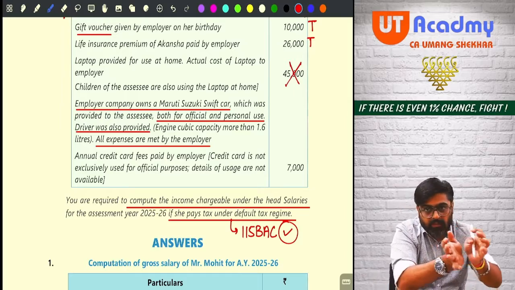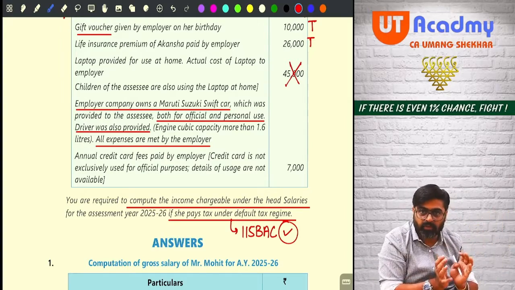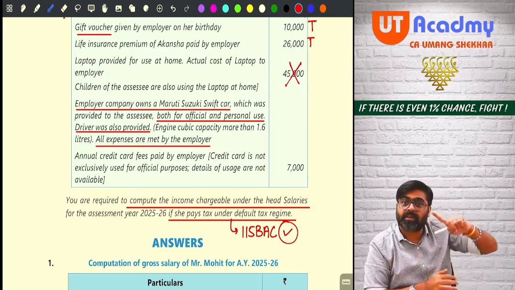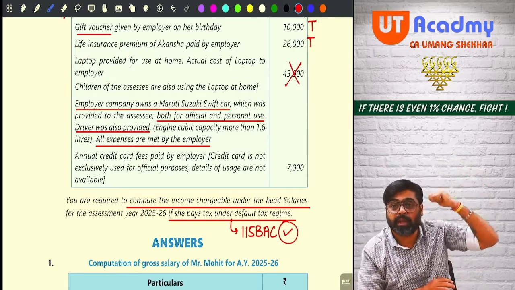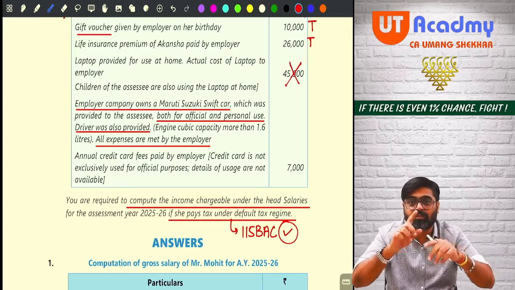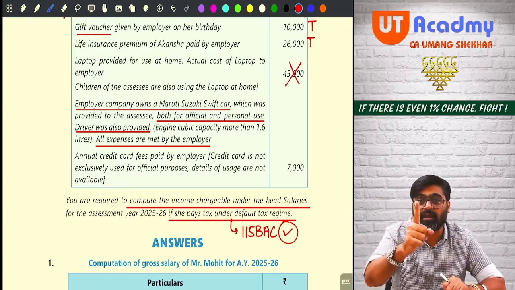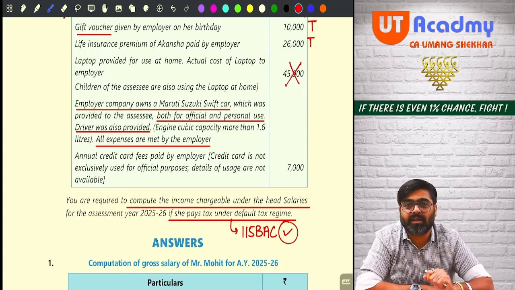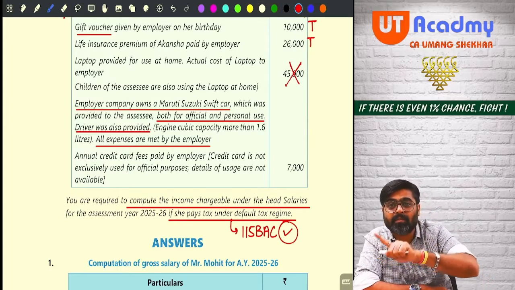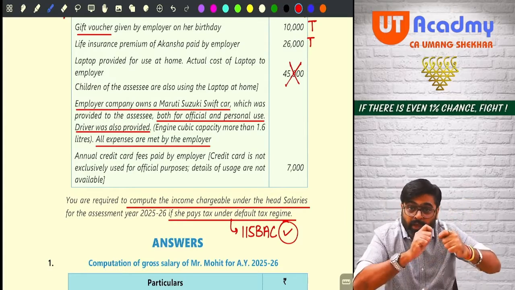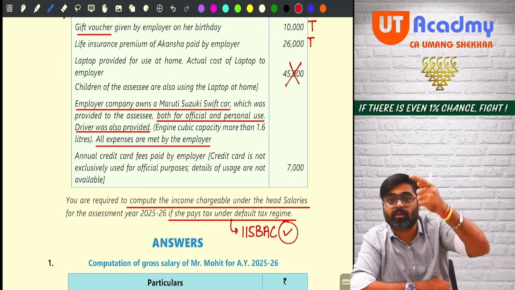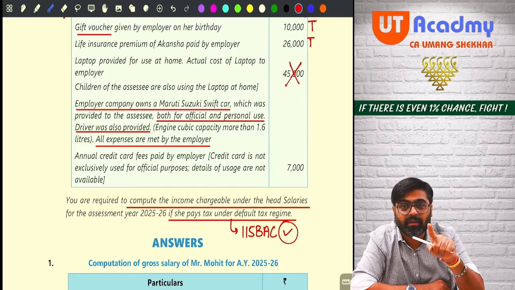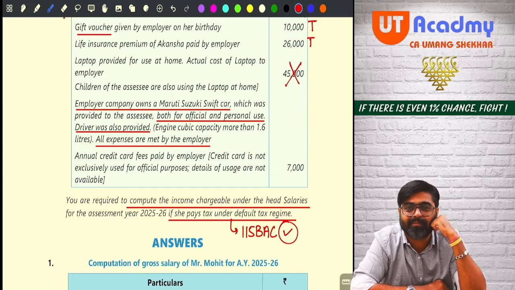If any amount recovered, you reduce. Whatever balance will remain will be fully exempt if the car is fully official. Whatever balance remains, that will be fully taxable if the car is fully personal. No need to calculate this. If the car is partly official, partly personal, a flat amount will be taxed based on the engine capacity of the car. Either 1,800 per month or 2,400 per month. Include 900 extra if the driver was also provided. Partly official, partly personal, flat amount will be taxable.